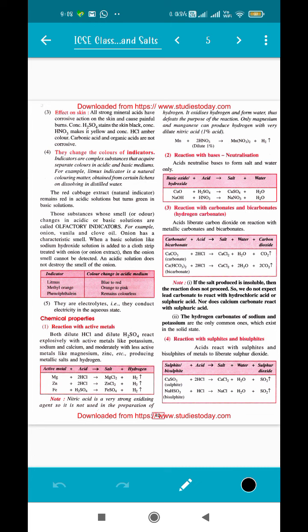All strong mineral acids have corrosive action on the skin and cause painful burns. It is similar to getting burned by a flame. Okay, it is very painful. Concentrated H2SO4 stains the skin black. Concentrated HNO3 makes it yellow, and concentrated HCl amber colored. So color is also different.